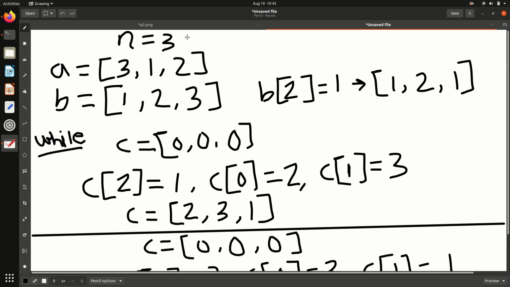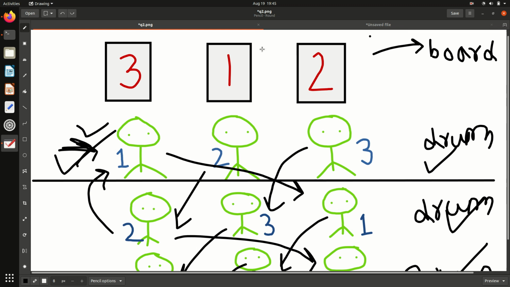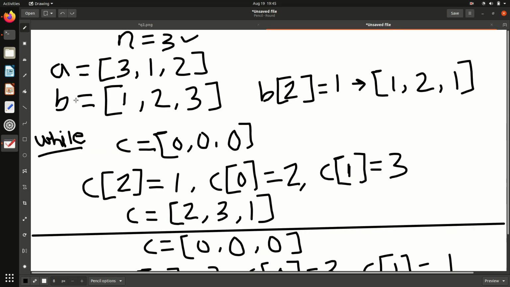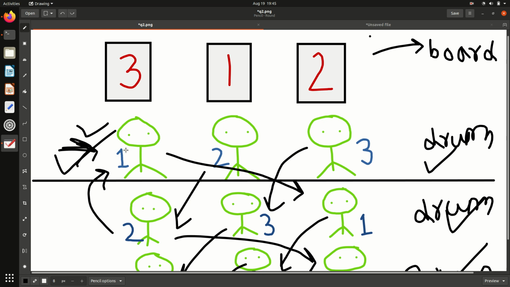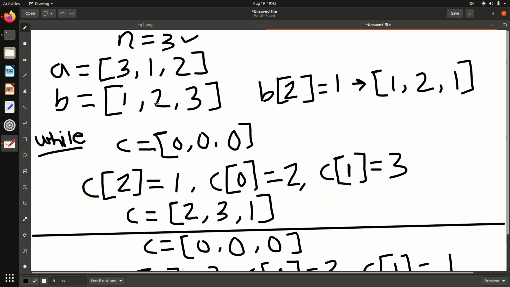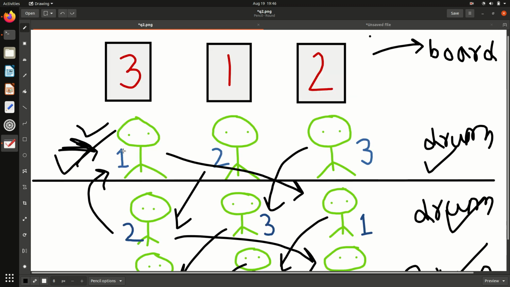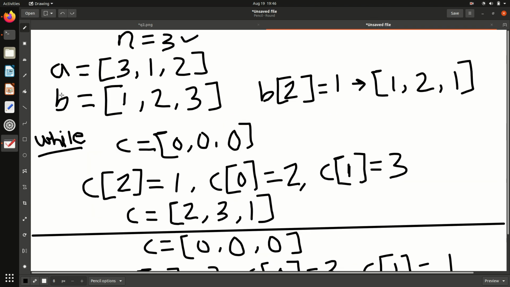So n is 3, and in a I have put the board numbers, 3 1 2 in this case. And in b we will be putting the jersey number. Initially the students are in 1 2 and 3, so that will be put in b, and we will keep changing it. The jersey number, as you saw, kept changing: student 1 went here, student 2 came here, and so on. We will keep changing b until they come back to the original one, 1 2 3.